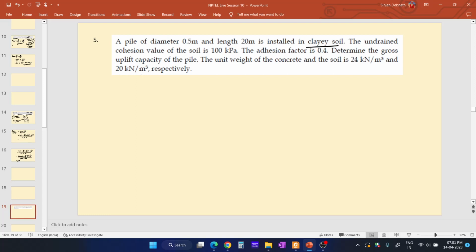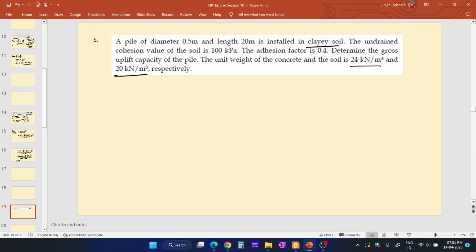The underlying cohesion value of the soil is 100 kPa. The adhesion factor is 0.4. Determine the gross uplift capacity of the pile. The unit weight of the concrete and soil is 24 kilonewton per meter cube and 20 kilonewton per meter cube respectively. So first of all, let me write down all the information that are given in this particular question.